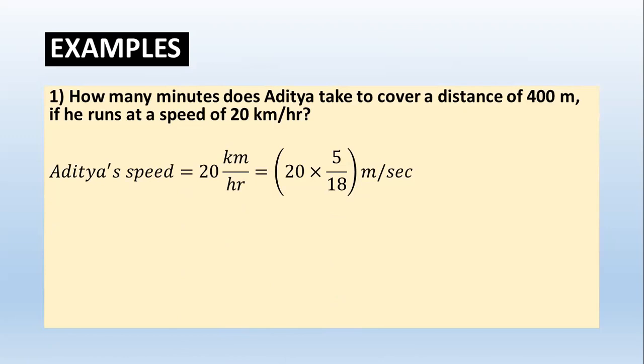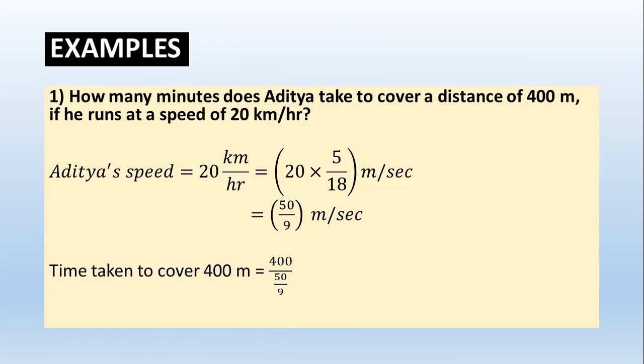Here distance is given in meters and speed is given in kilometers per hour. So let's convert the speed into meters per second. Aditya's speed is equal to 20 kilometers per hour. We will convert it into meters per second by multiplying it by 5 by 18, which gives 50 by 9 meters per second.